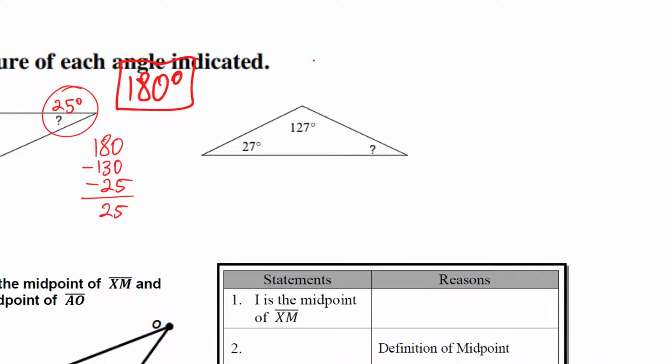Okay, on this one, same thing. 180 minus 127 minus 27 is 26. Which is weird, but that's what it is, to make those add up to 180.